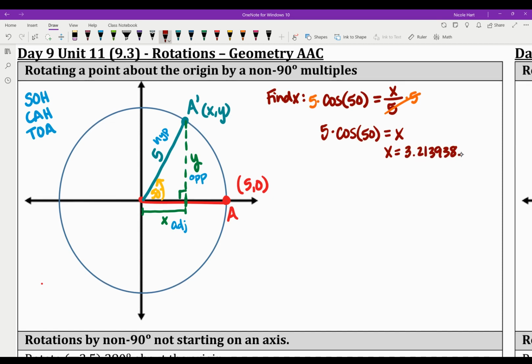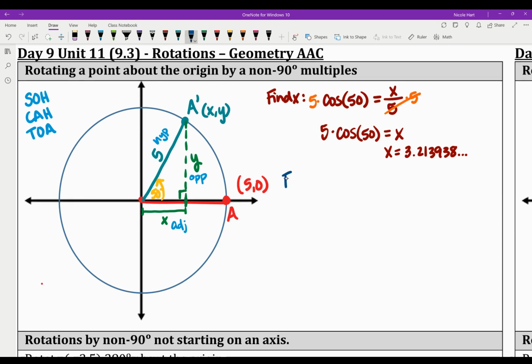3.21393 and some change. Now remember, we always keep all of our decimals until the very end, just in case we need to use it for another step, or we need to use more than just the tenths place. We don't want to round until the very end. So that gives us our x value. And then we're going to find our y value.